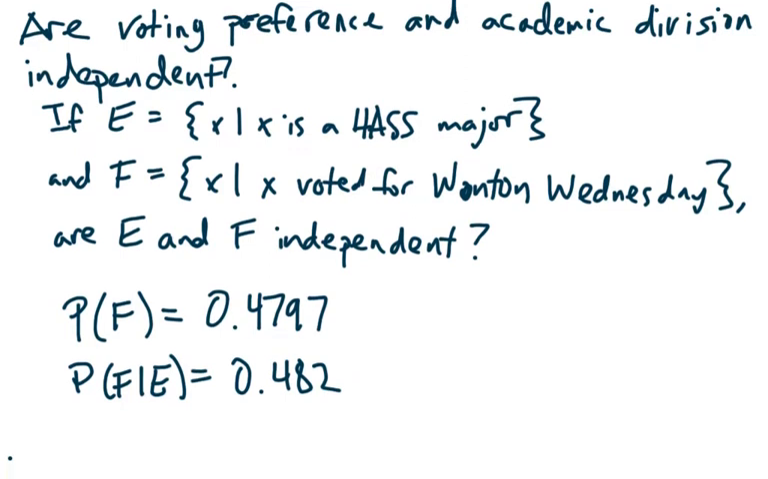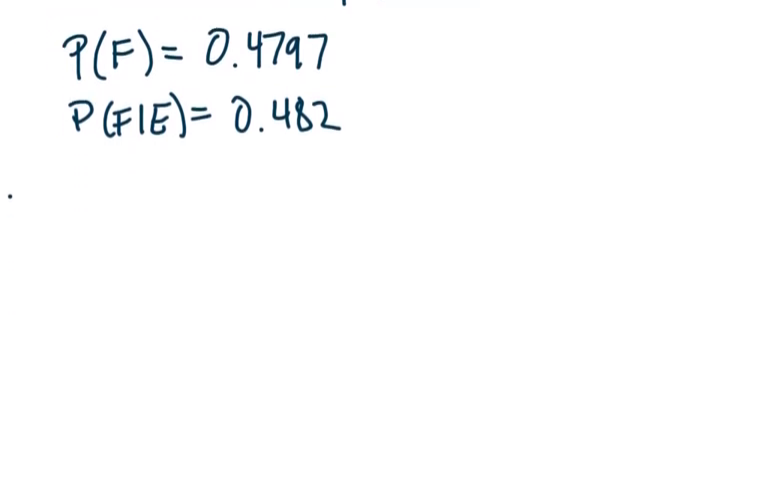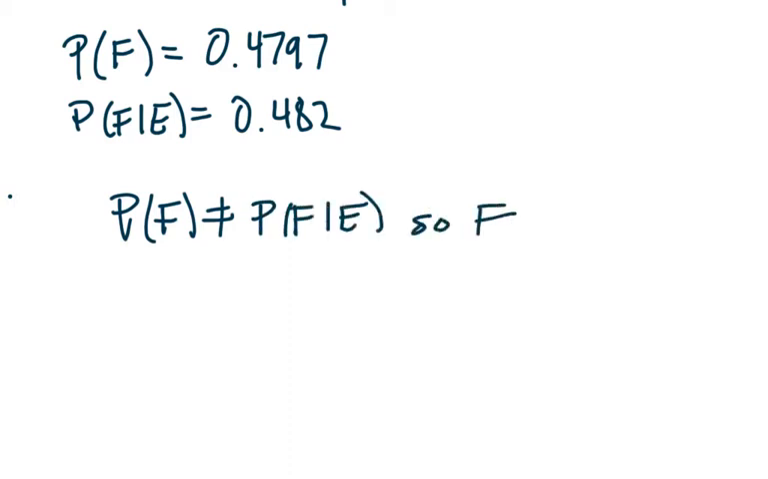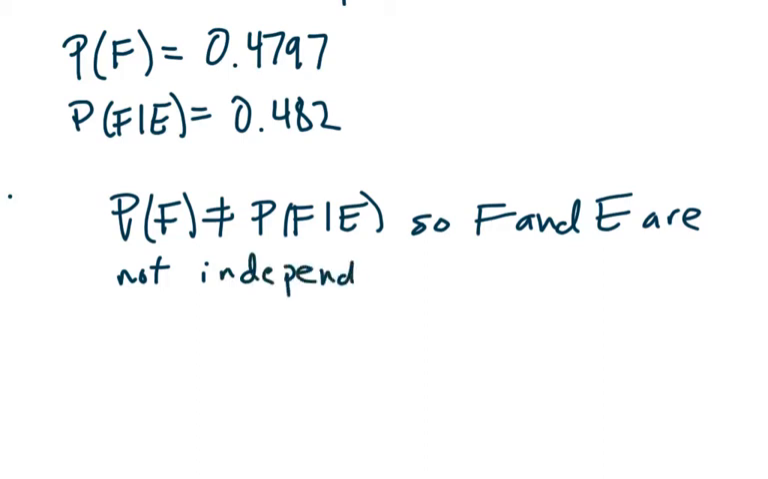So you'll see that these two probabilities are close but not the same, which tells us that these events are not independent. So our conclusion looks like this. These are not the same. So F and E are not independent. They are dependent. That's how we check. We look at P of F and we look at P of F given E. Are they the same? If yes, independent. If not, not independent.